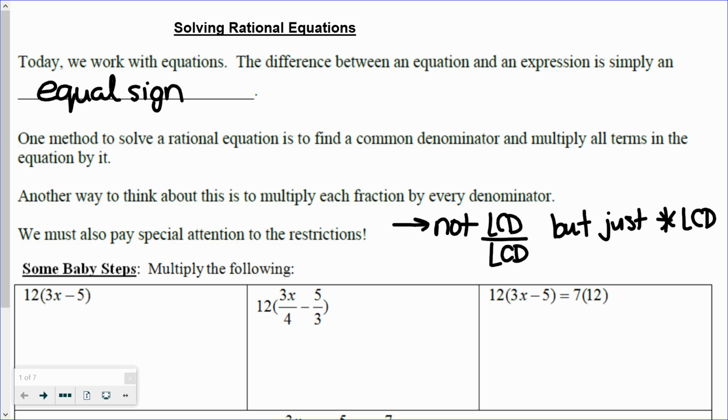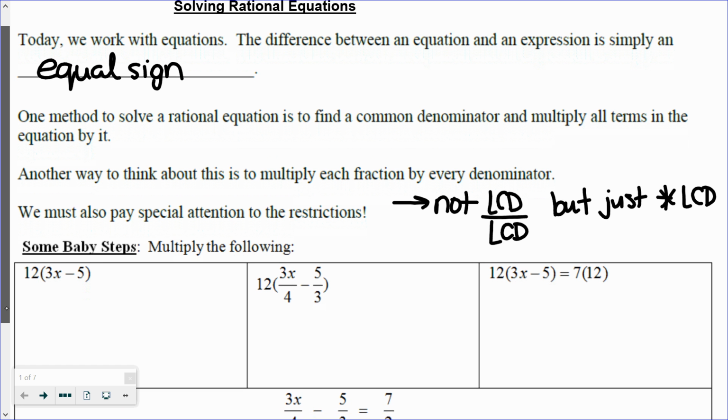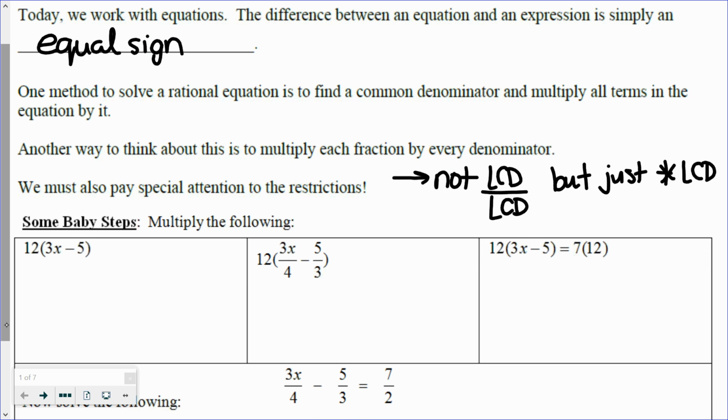These are skills we should have in order to do this part, just thinking about things that we know. This first one is an expression. It doesn't have an equal sign. We're not solving for x. We're just going to use our distributive property to multiply that 12 by each term in the brackets. So 12 times 3x is 36x, and 12 times 5 is 60. That's a baby step that will be important at some point.